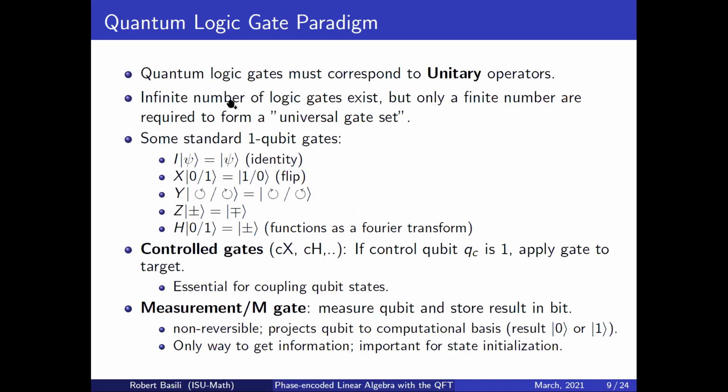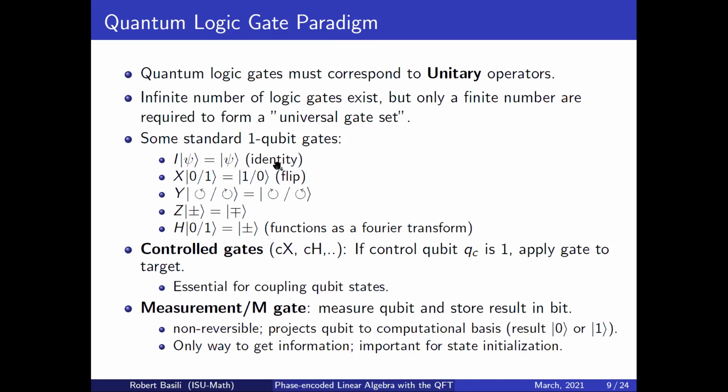Okay, so now that we know what a qubit is, we can talk about the quantum logic gate paradigm, which must correspond strictly to unitary operators, which is also to say that they must be reversible. We are doing solely reversible computing when we do quantum computing. There's an infinite number of logic gates, but we only need a finite number to form a universal gate set from which we can construct all other gates. Now, that said, that doesn't mean that all universal gate sets are equal, or that all programs will run the same if your machine runs a different universal gate set.